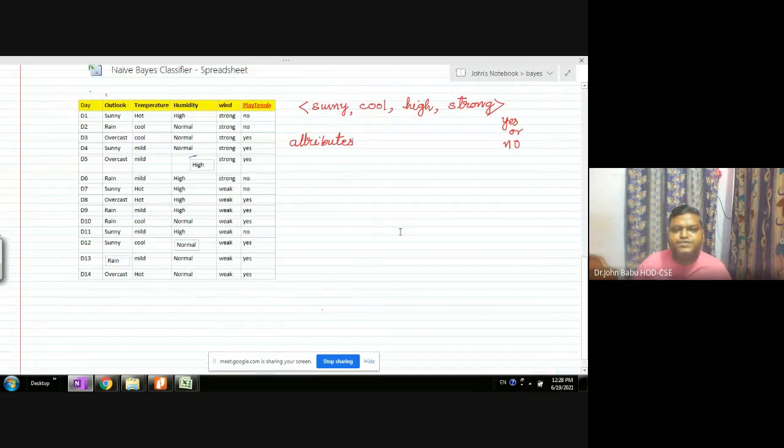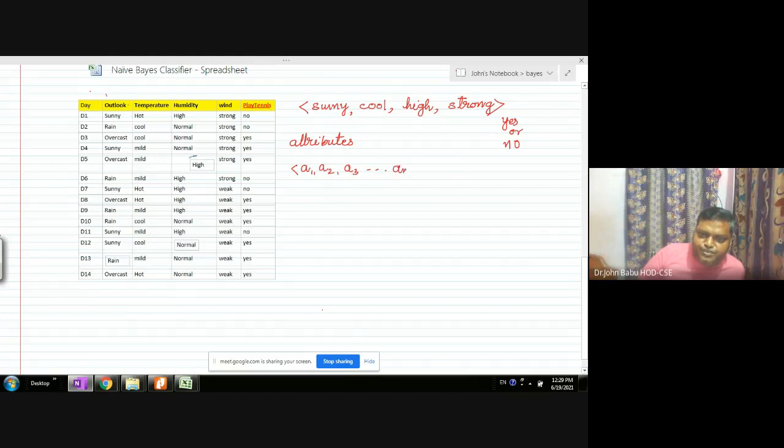We call them attributes. Now, if you have a set of attributes A1, A2, A3, so on, AN, this is your set of attributes, and you have target values VJ. What is our target values here? What is the set of V? Yes or no. So that means VJ is either yes or no.